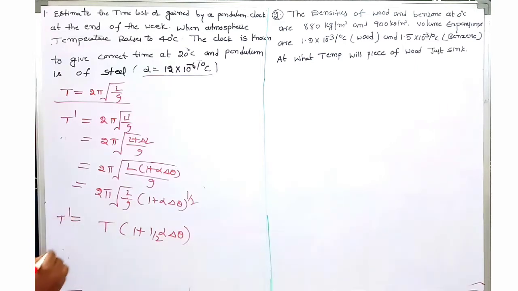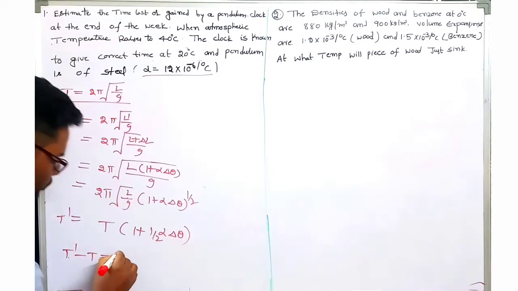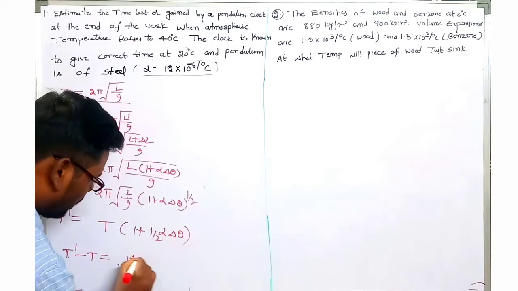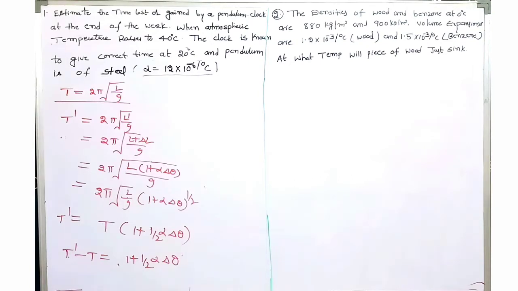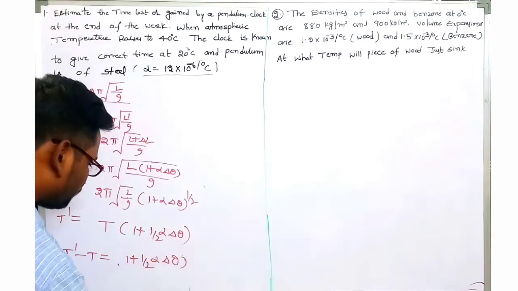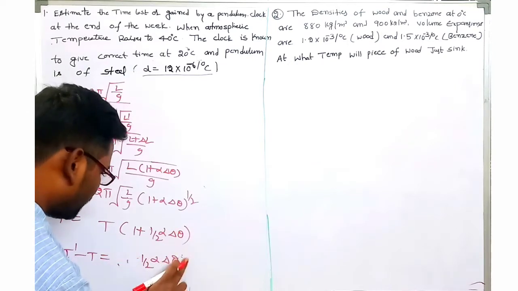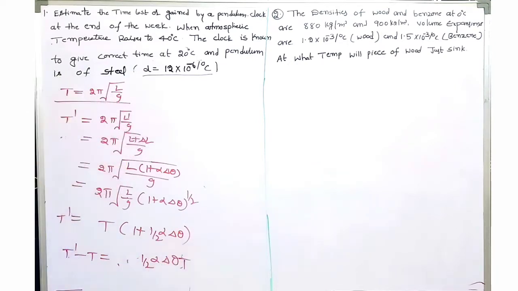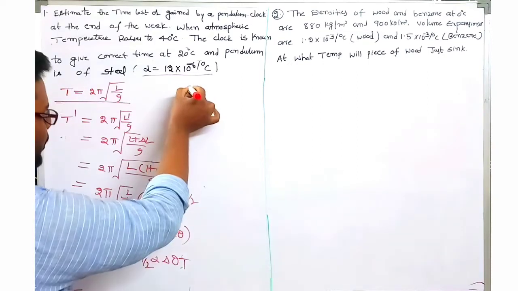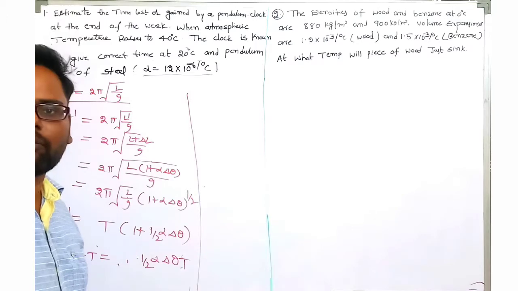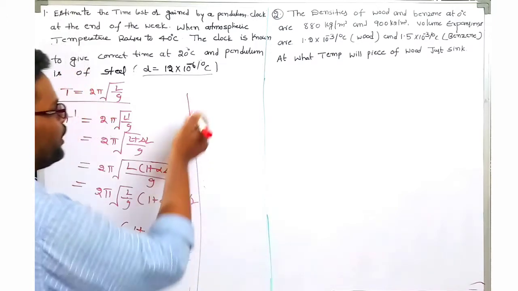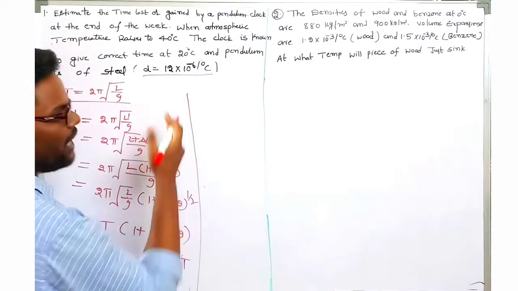So here is T dash, and from this equation we can write T dash minus T equals half alpha delta theta into T. Now this is the change in time period, right? If you want to find the change in time period per unit time period, that is the fractional change in time period.